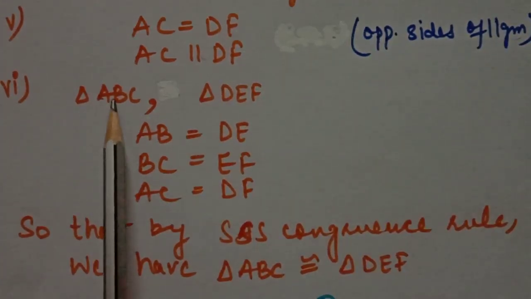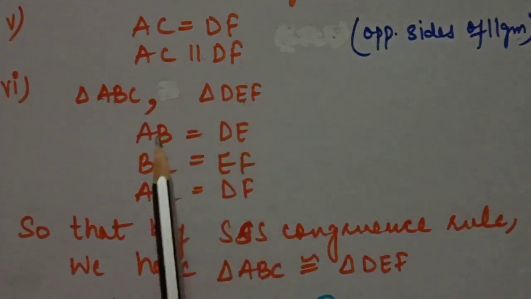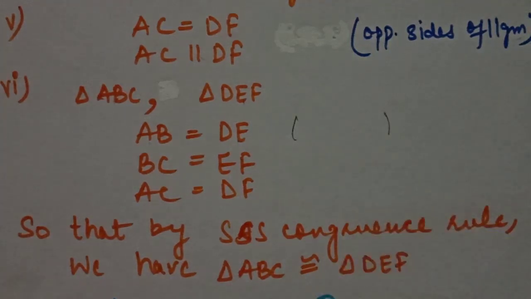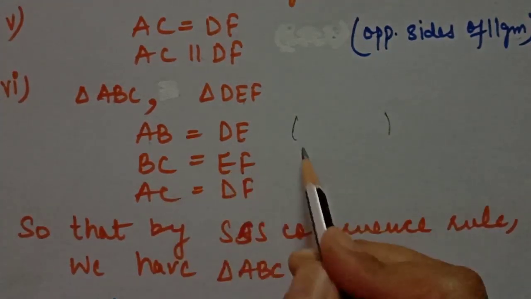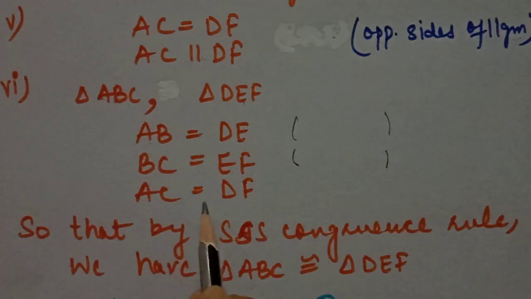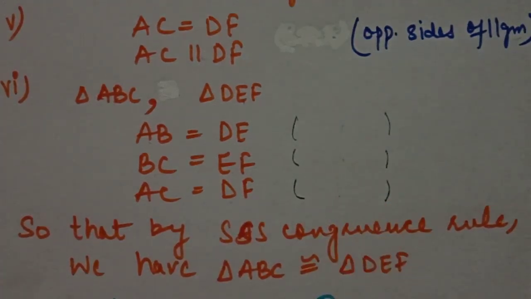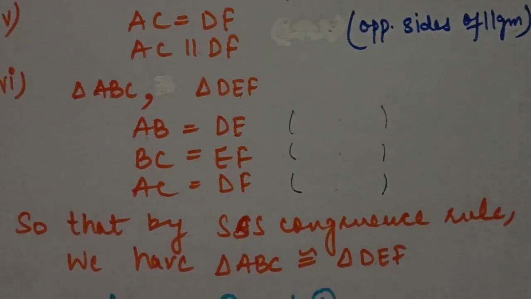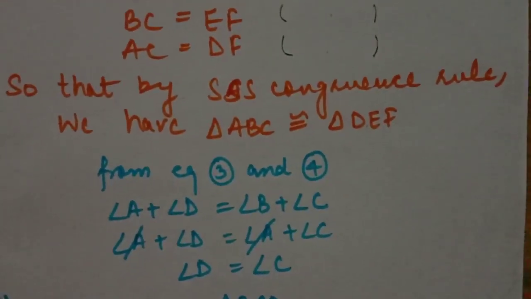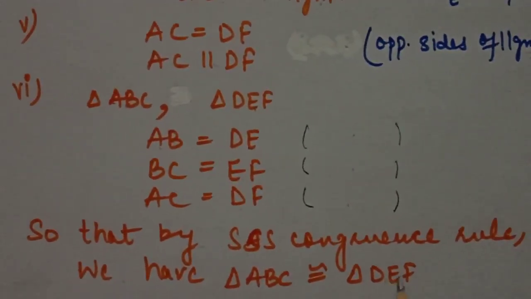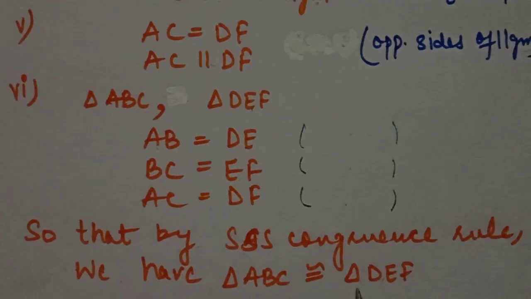Now the sixth part is triangle ABC and DEF. We have to prove that AB is equal to DE. Why? Proved above. BC is equal to EF. Why? Proved above. AC is equal to DF. Why? Proved above. You have to write the reason here. So students, by the SSS congruence rule, we have both the triangles are congruent. With this part, this question is finished now.